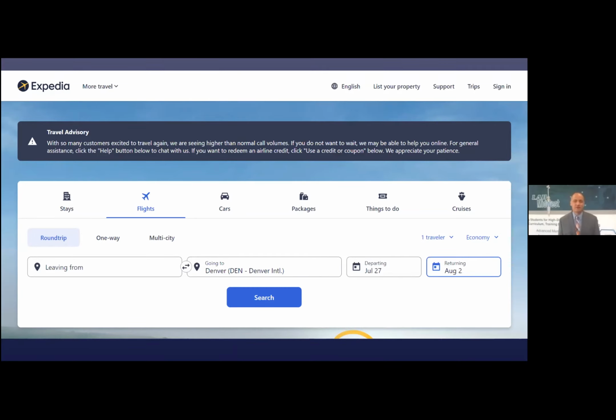Now, let's think about this. This week, I am traveling to Denver, Colorado for a business meeting. And so if I go onto Expedia and I want to take a look at what it's going to cost me to fly there, what is Expedia going to ask me? Expedia is going to ask me when I'm leaving. Expedia is going to ask me when I'm coming back. Expedia is going to ask me where I am going. And yes, Expedia is going to ask me where I'm starting. Nobody would plan a trip without knowing where they were starting from.